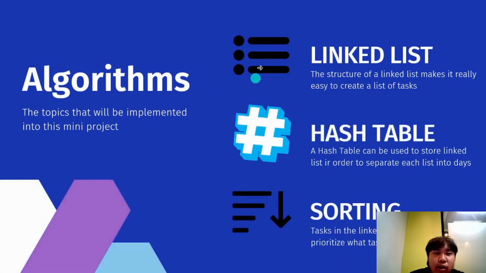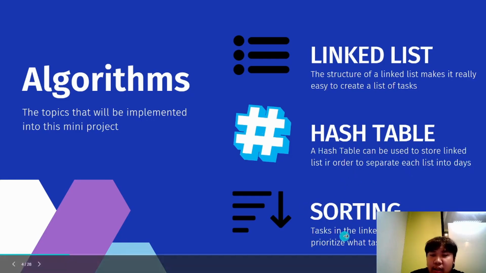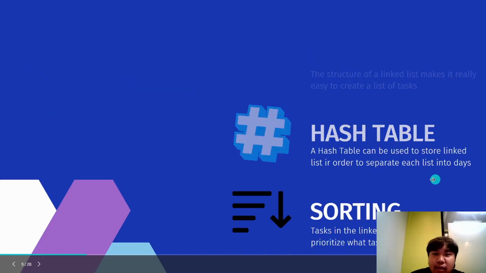The first topic from the algorithm subject is linked list. The structure of a linked list makes it really easy to create a list of tasks. Second, hash table. A hash table can be used to store linked lists in order to separate each list into days. Third, sorting. Tasks in the linked list will be sorted to prioritize which task is more urgent.